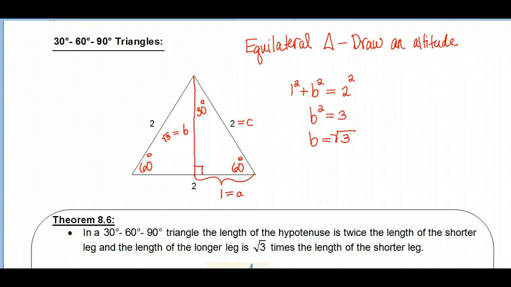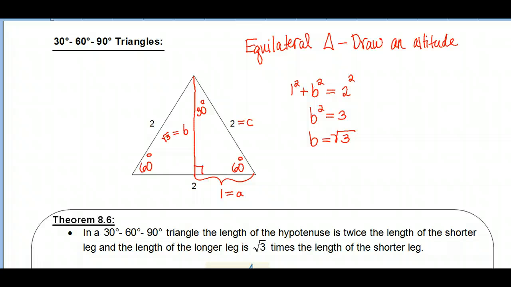The relationship between the shorter leg and the hypotenuse will always be a ratio of 1 to 2. So if this is 3, the hypotenuse would be 6. Or if the hypotenuse is 20, then the shorter leg would be 10.